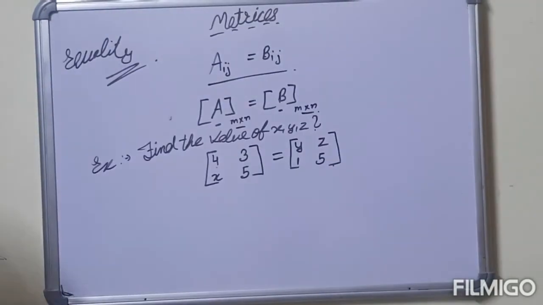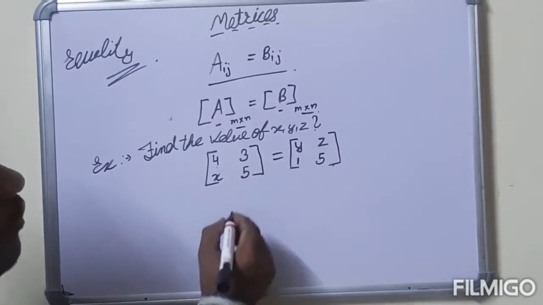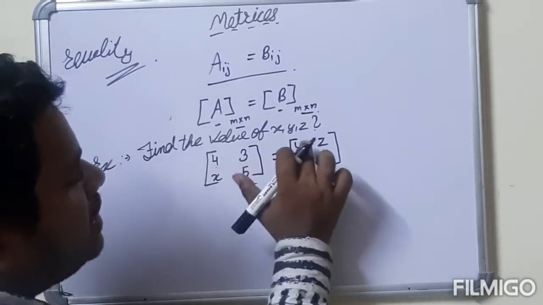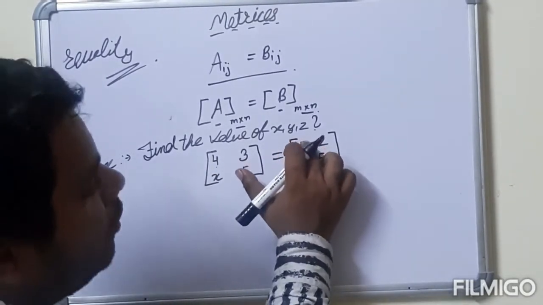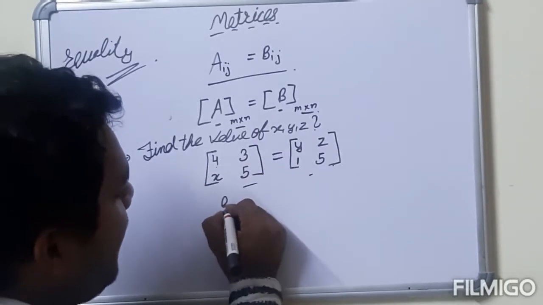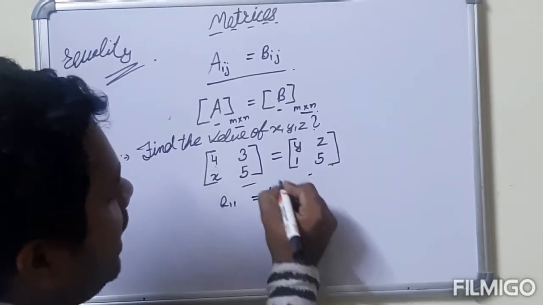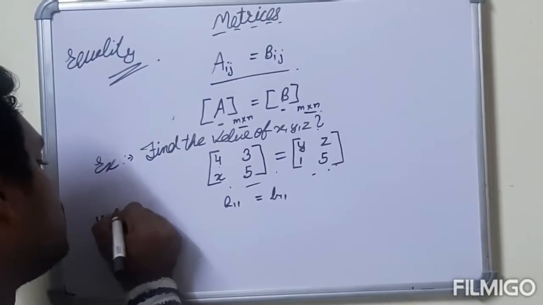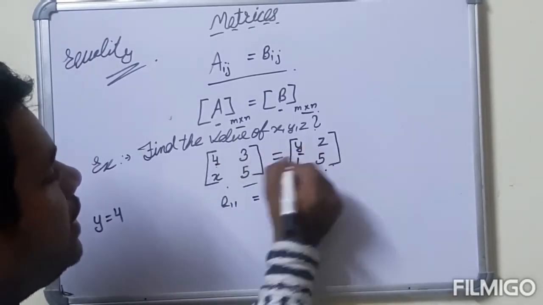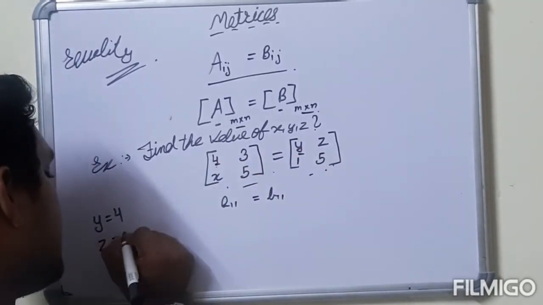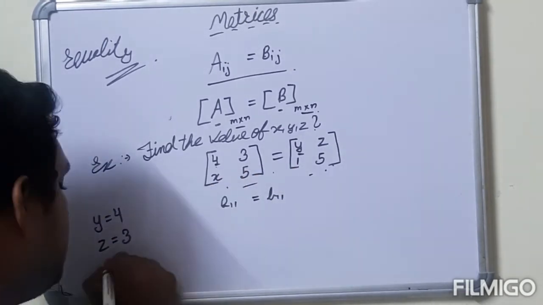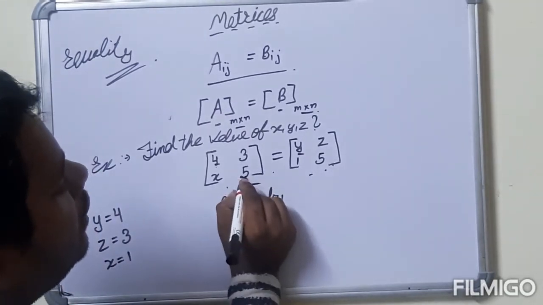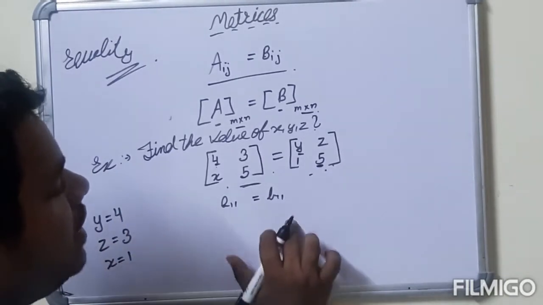In this first example, we have to find the values of x, y, z from the given matrices. The first element of A is equal to the first element of B, which is A11 equals B11, as both matrices are equal. So y is equal to 4, z is equal to 3, and similarly x is equal to 1, and we can see that the fourth element 5 is equal to 5, which is given in the matrices.